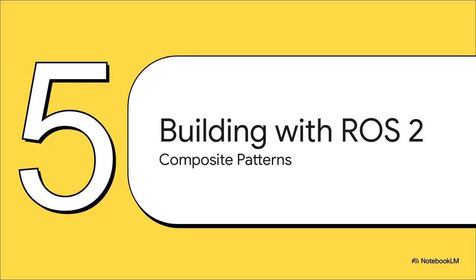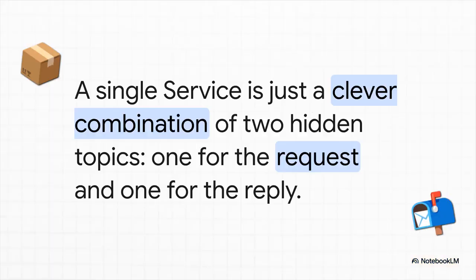Okay, so we've built up all these layers, from the DDS foundation to the client libraries. So how do the common communication patterns that we use every single day, I'm talking about things like services and actions, how are they actually put together? Well, this really shows a core philosophy of ROS2: build complex tools out of simple, fundamental parts. A service, right? It feels like a single request and reply transaction. But here's the secret. It's not actually a fundamental building block. It's really just a clever pattern that uses two hidden topics under the hood, one for sending the request and another for getting the reply back.